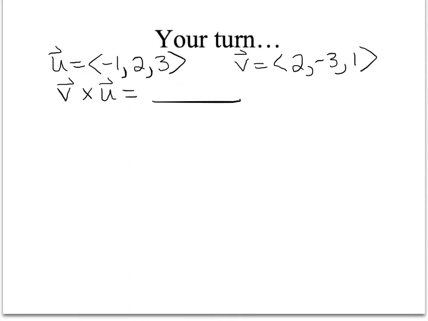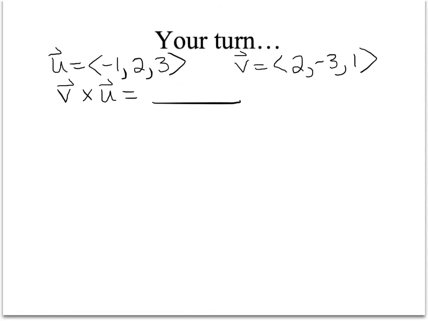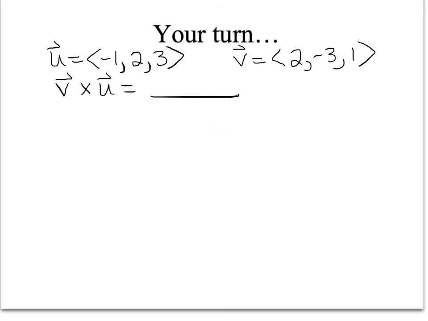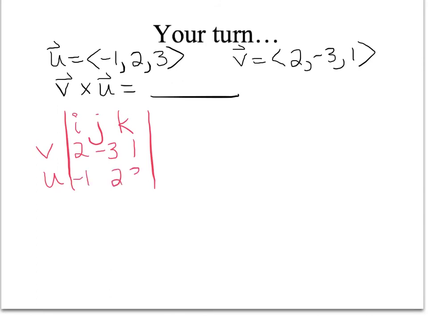Before you work out this problem, I'd like you to pause the video and try it on your own, and then you can turn it on to see if you've got this concept down. If I'm going to do v cross u, when I set up my matrix, I need to put the v in the second row and the u in the bottom row. So I'd have 2, negative 3, and 1, and then negative 1, 2, and 3.